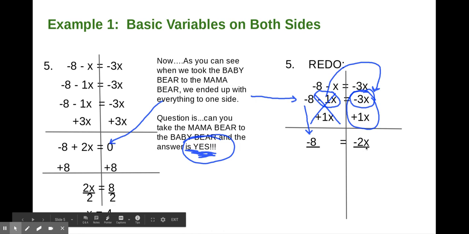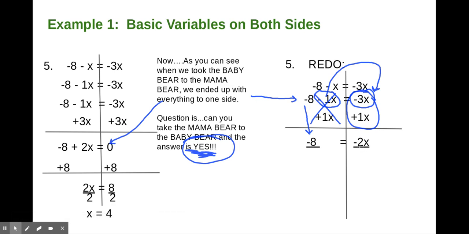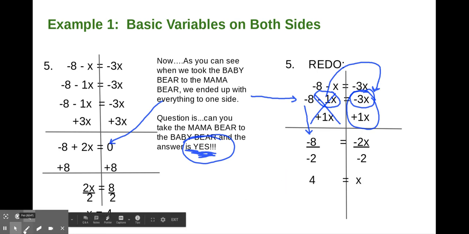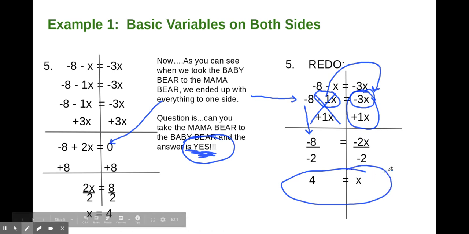So then I'm going to divide by my coefficient here of now a negative 2. So I'm going to divide the left side by negative 2, the right side by negative 2, and my answer is still absolutely the same. And if you substitute it back in, you are going to see that it works out. The left side and the right side are equal.